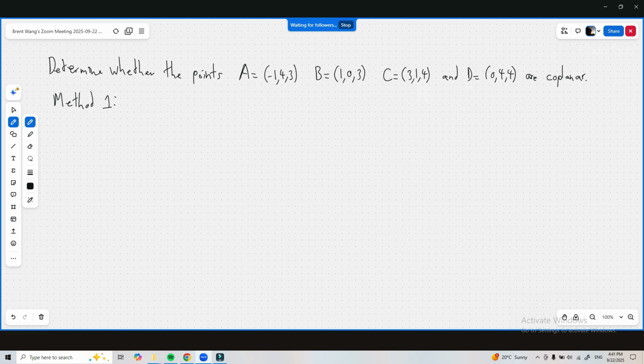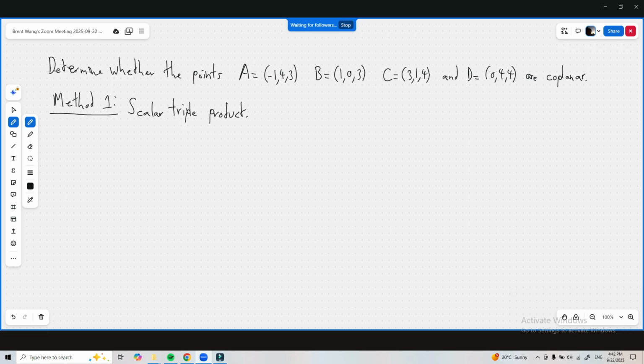is called the scalar triple product. Okay, and here is what we're going to do for both methods.